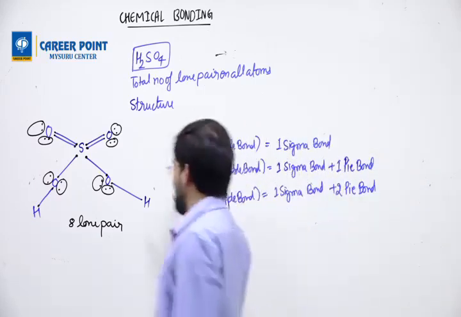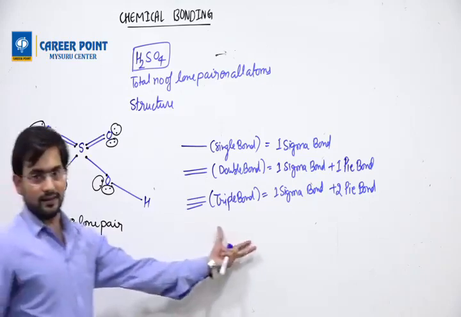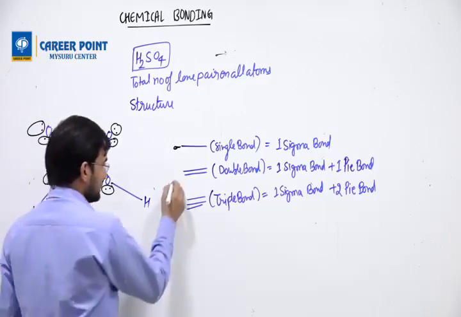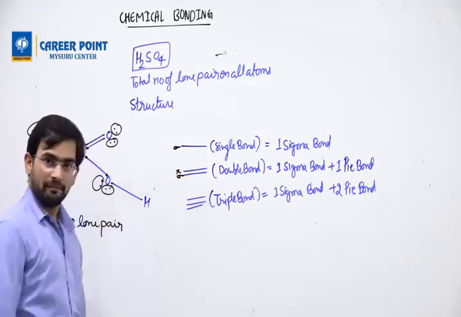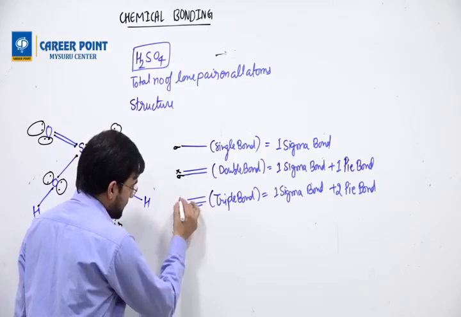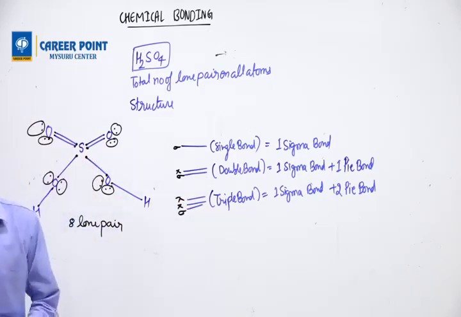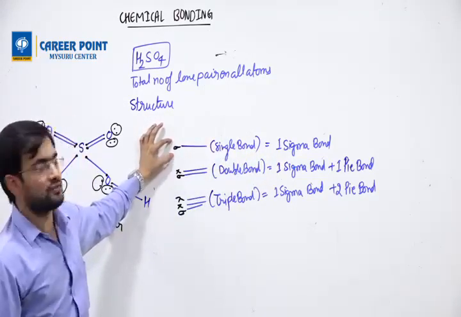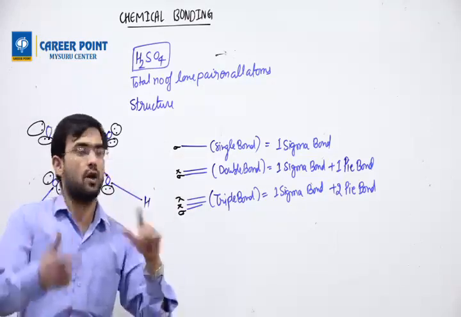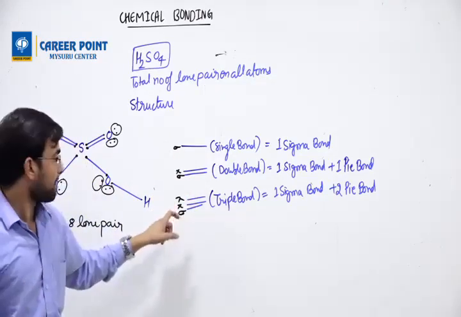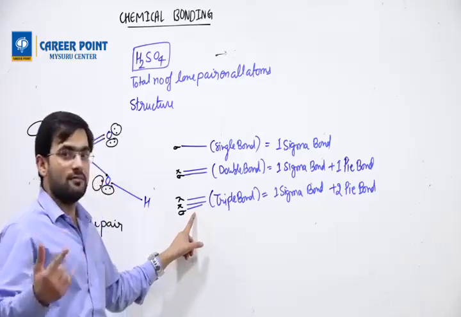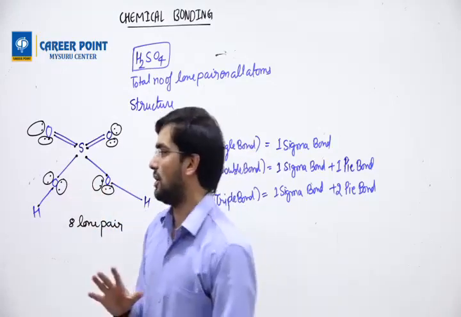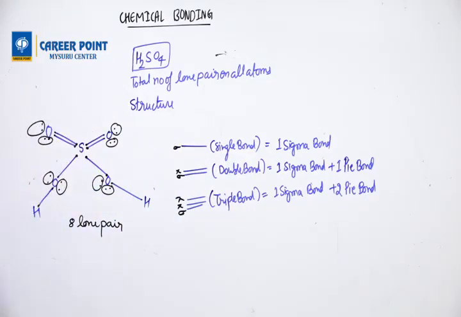Now, how do I understand it in the diagram? You memorize this: this is sigma, one sigma, and this is one sigma, pi. That's how we can memorize it also. This is the denotation of sigma, this is the denotation of pi. So a double bond contains one line sigma, one line pi. If you get three lines, one sigma, one pi, two pi. And you will not get four lines together anywhere at all. Understand this point?